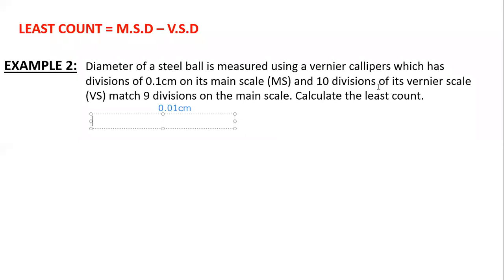So using this formula, can you help me out in writing the solution? Main scale division is 0.1 centimeter. Okay, I'm parallelly writing it. Main scale division is how much? 0.1 centimeter. Okay. Then? Sir, after that I don't know. Okay, not a problem. Thank you.